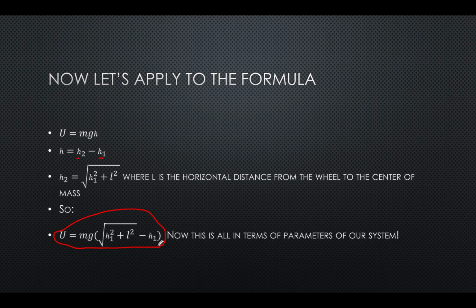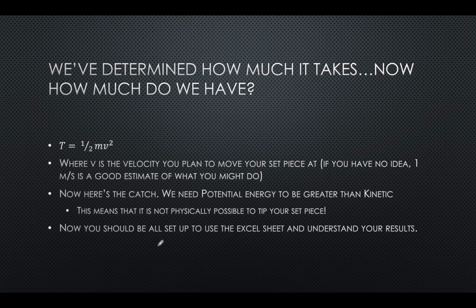Alright, so we have what we'll call our allowable. This is the amount of energy that is required to make the system do something we don't want it to do. So it's the maximum energy we can have in our system. Now let's talk about what we're going to apply to the system. And that's going to be our kinetic energy. Just a quick reminder that the kinetic energy is equal to 1/2 mv squared, and that v is the velocity you plan to move your set piece at. So if you don't have any idea, 1 meter per second is a good estimate of what you might do. That's pretty standard across a couple of different places.